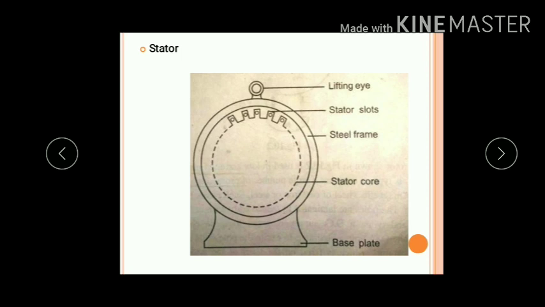Ducts are provided on the stator frame. So the stator frame is the outermost cover. On the stator frame you have some ducts for ventilation purposes, which circulate the free air and help in cooling the alternator. I hope looking at the picture the construction is understood.